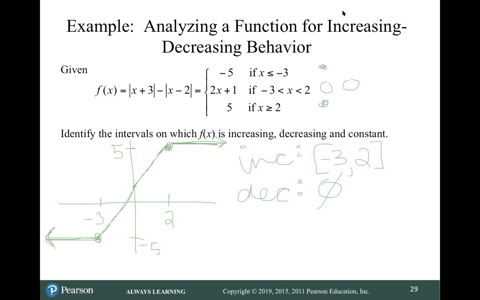And then we have constant. Where's the graph constant? Well, it's constant all the way to the left, but also all the way to the right. So how do we write that? Well, from -infinity to -3, including the endpoints, but also from 2 to infinity. When we have two pieces with a gap in between, we put a union sign. So that's -infinity to -3, union.